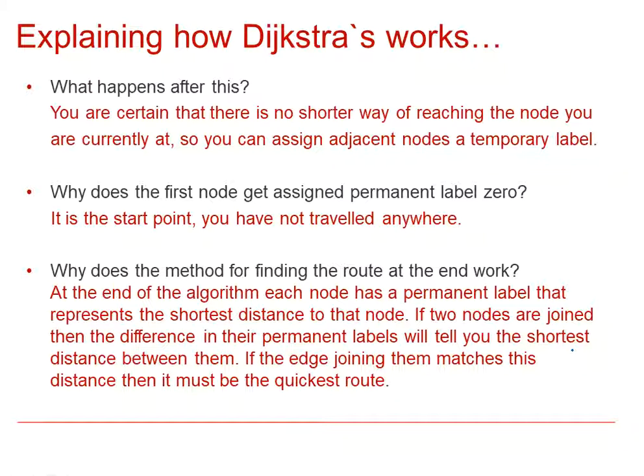Why does the method for finding the route at the end work? At the end of the algorithm, each node has a permanent label that represents the shortest distance to that node. If two nodes are joined, then the difference in their permanent labels will tell you the shortest distance between them. If the edge joining them matches this distance, then it must be the quickest route. So you're always working backwards, checking, does the length of the edge justify the change in the permanent labels? If so, that's the edge you need to use.